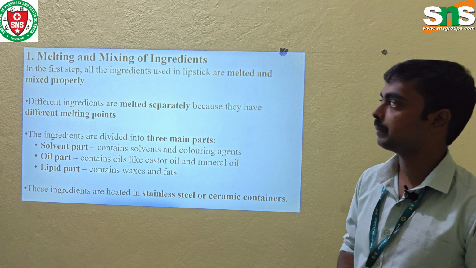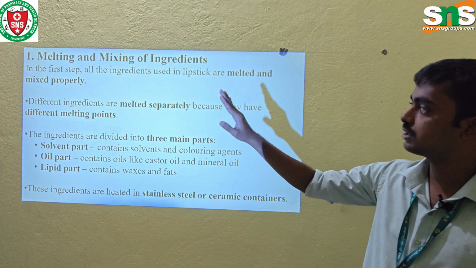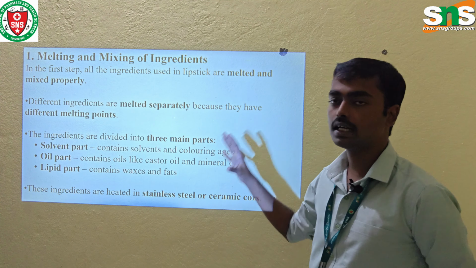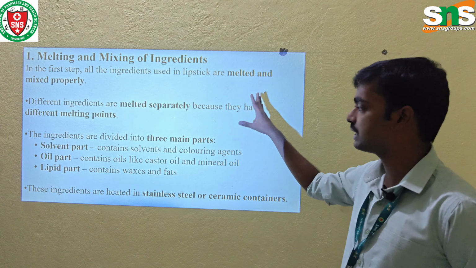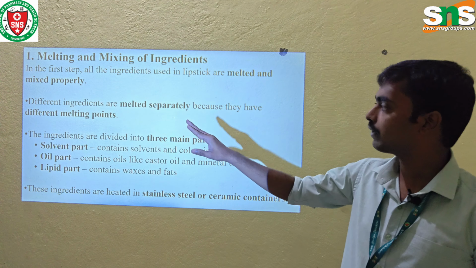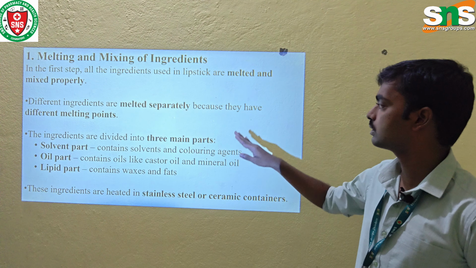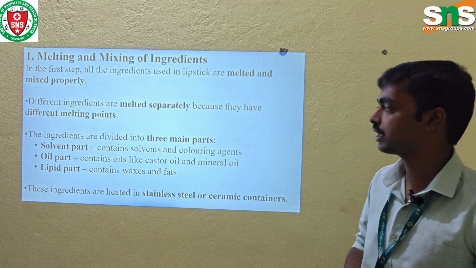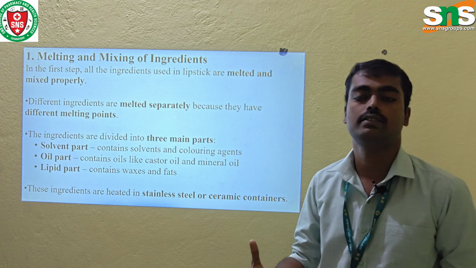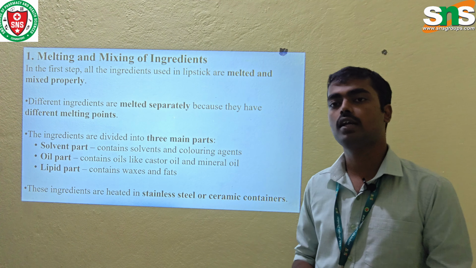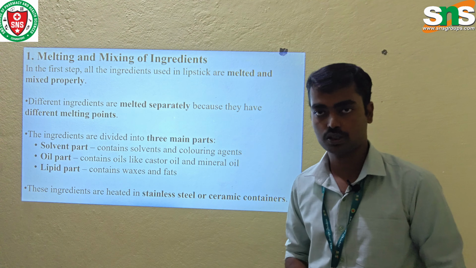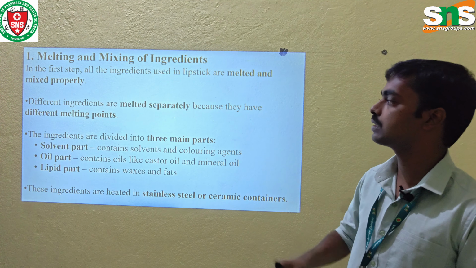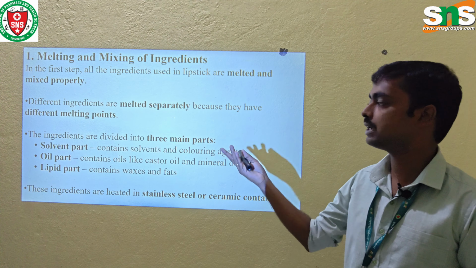So the first step is melting and mixing of ingredients. In this step, all the ingredients used in lipsticks are melted and mixed properly. Different ingredients are melted separately because they have different melting points. For lipstick preparation, different types of ingredients are used, like waxes and oils. Each ingredient has a different temperature or melting point, so based on that, each ingredient is melted separately.